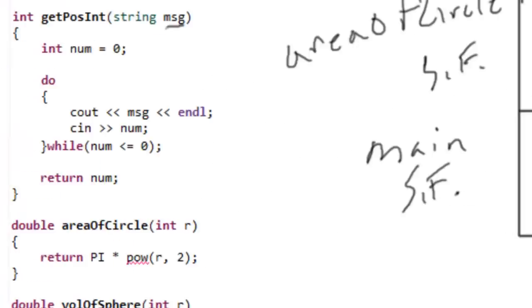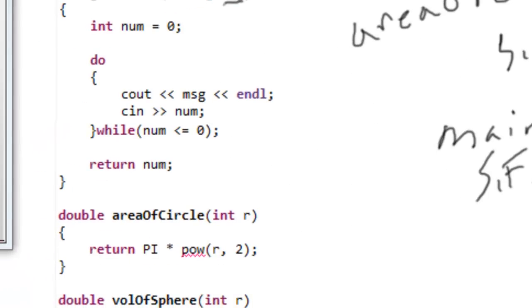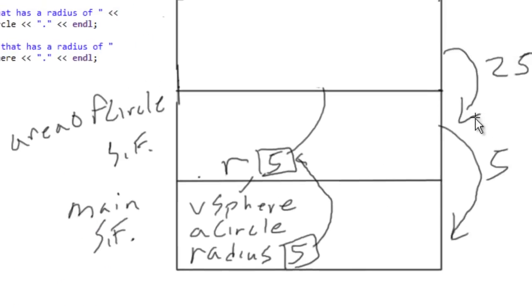All right, so we're back down here in area of circle. So area of circle has calculated r squared, which was 25, because we used the pow function there, and then we'll take 25 and multiply it by pi. So 25 multiplied by pi, I've already calculated that out, at 78.5397.